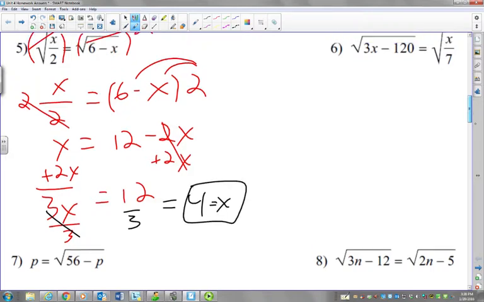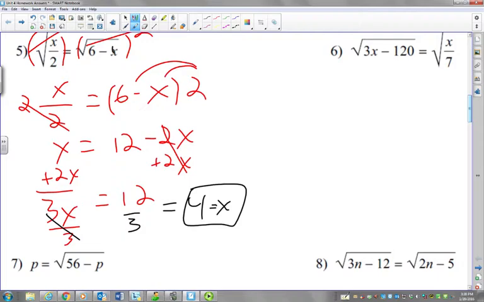If you plug it back in, 6 minus 4 is radical 2, and 4 divided by 2 is radical 2, so radical 2 equals radical 2, and so the solution works.